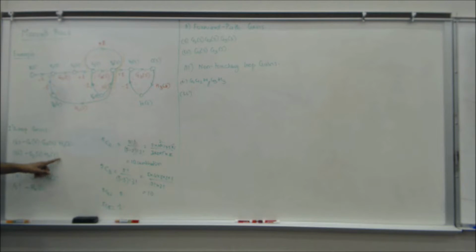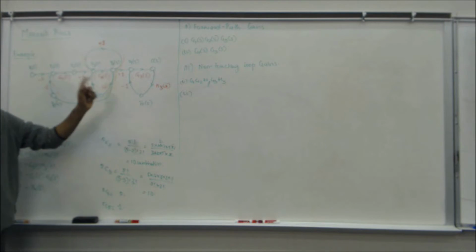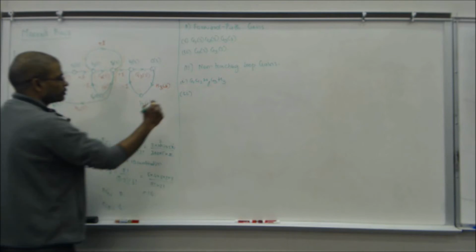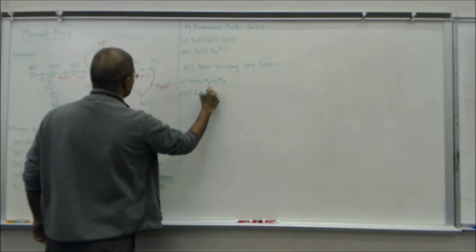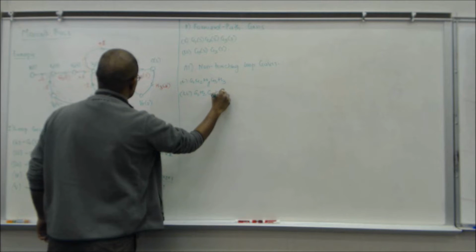So we'll do 2 and 3. Are 2 and 3 touching? Minus G2H2, minus G3H3. So this is not touching. Okay, so you have G2H2, G3H3.